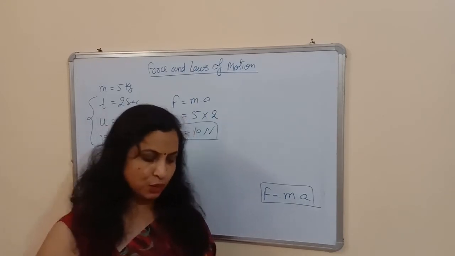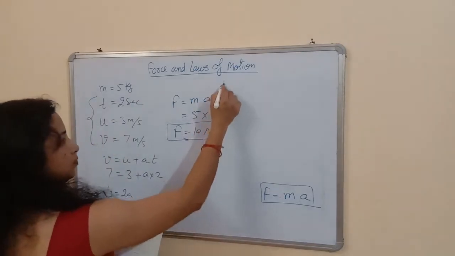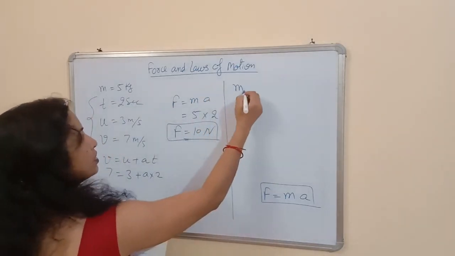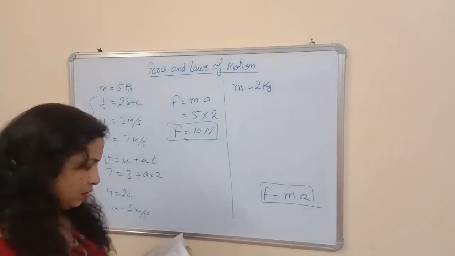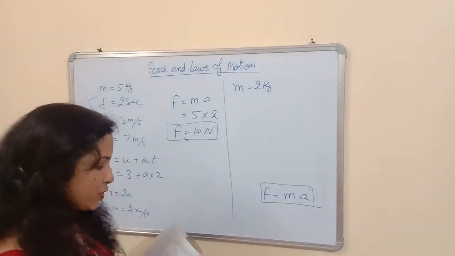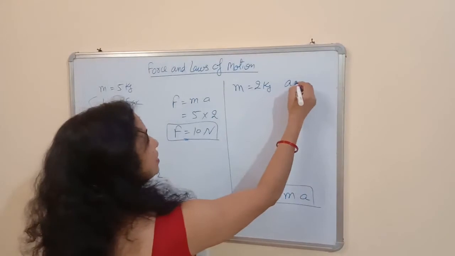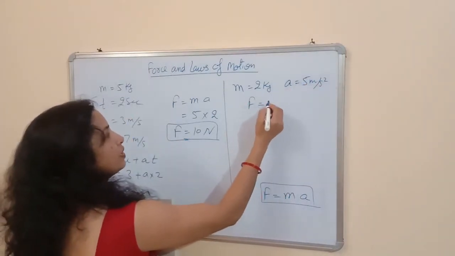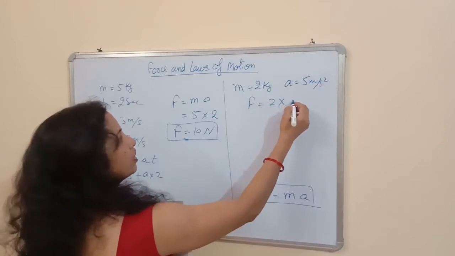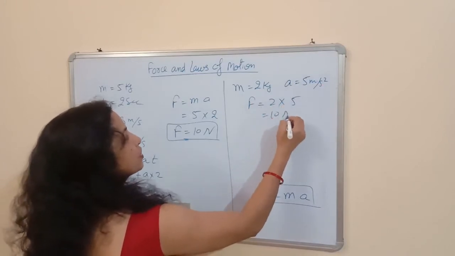Accelerating a 2 kg mass at 5 meter per second square. So the mass is 2 kg, and the acceleration is 5 meter per second square. Can you find the force applied? Yes, by m into a, that is 10 Newton.